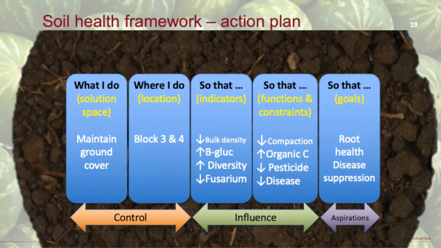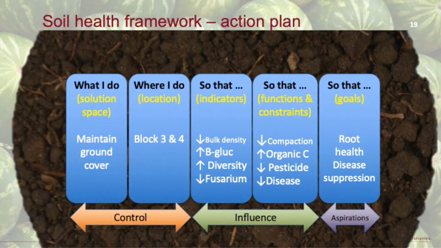To determine if we are being successful, we use the appropriate indicators. An example I would like to share with you from the work I've been doing in bananas is to reduce the risk of fusarium wilt and maintain productivity. Reading our plan from left to right, we are going to implement 100% living ground cover around our plants. We are going to do this in blocks 3 and 4.